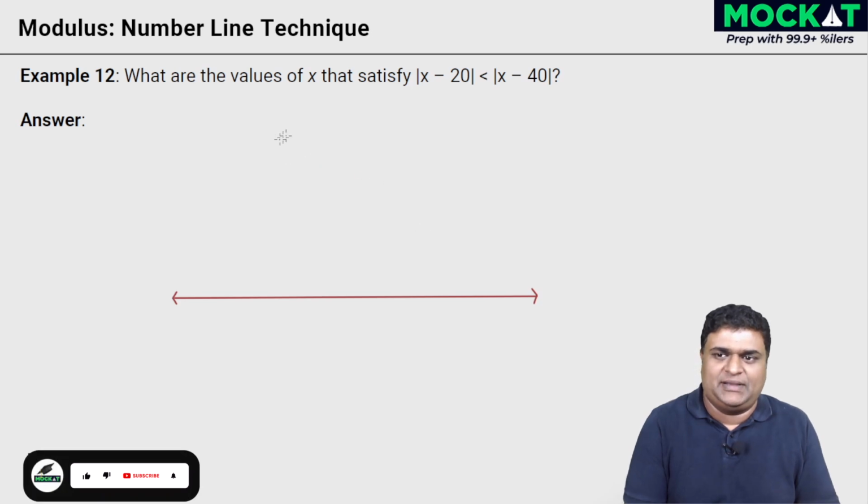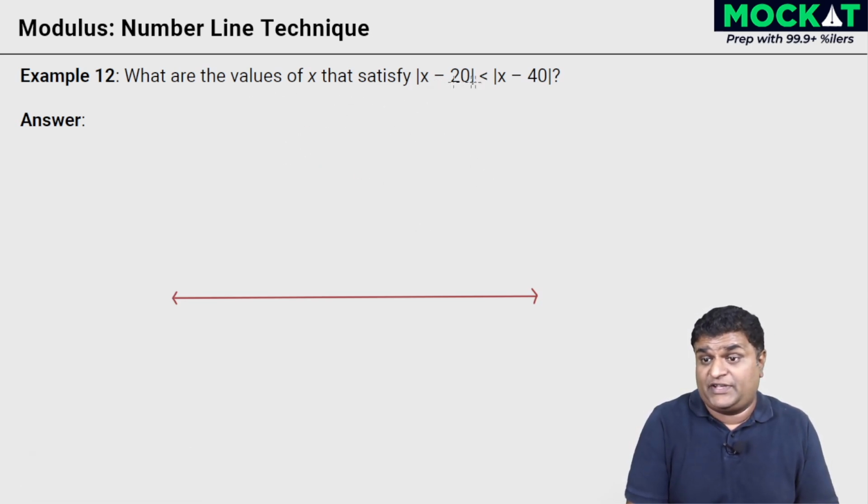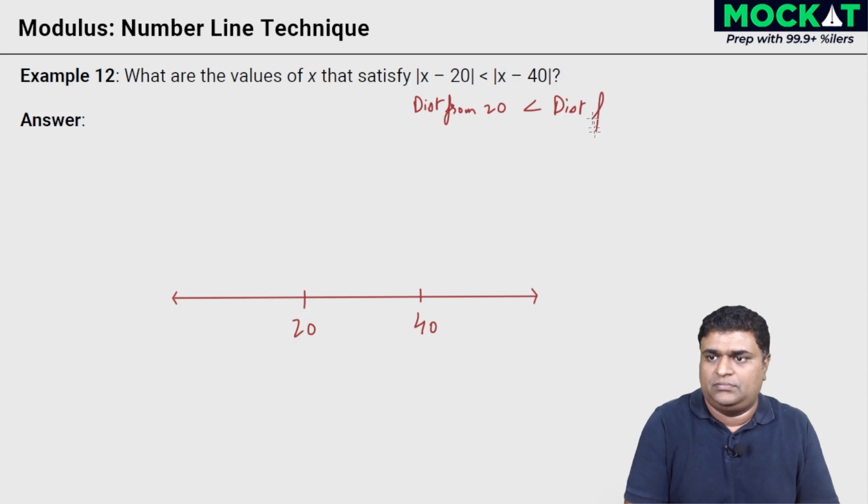Now on to the last example before we move to CAT questions, right? What are the values of x that satisfy modulus of x minus 20 is less than modulus of x minus 40, right? You have it on two sides of an inequality right now. So distance from 20, so I'll put a 20, is less than the distance from 40. That's how you read it. Distance from 20 is less than distance from 40. When are you going to be equidistant, right?